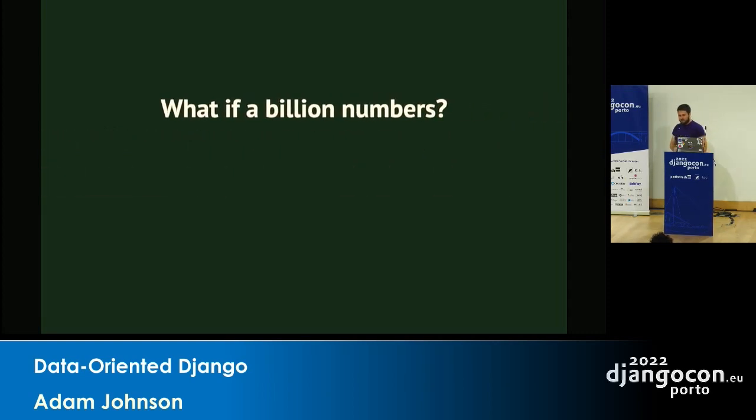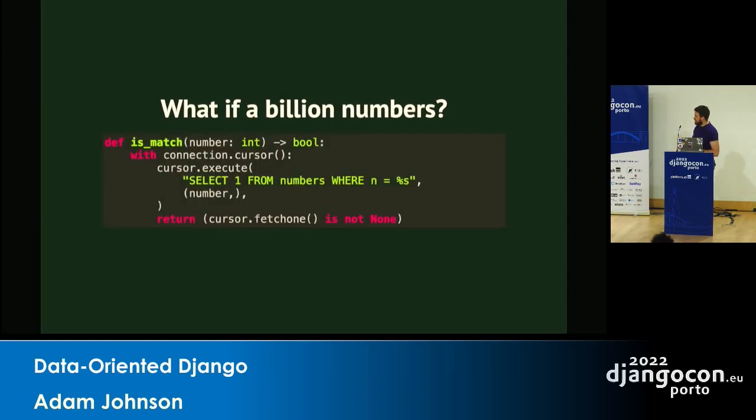What if the set of numbers we're checking against is 1 billion? Putting 1 billion numbers in memory in a Python set is probably going to exhaust the memory, maybe even on this computer. So that's probably not a good idea. So you might end up putting them in a database. SQLite would be fairly reasonable. So you could do it like this.